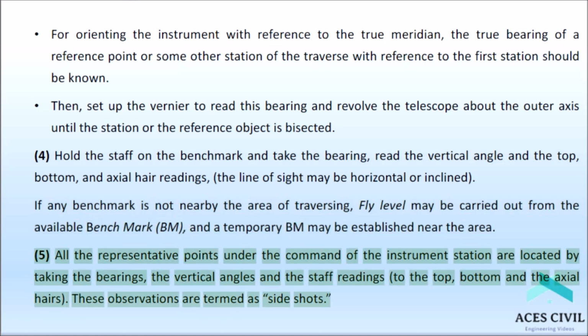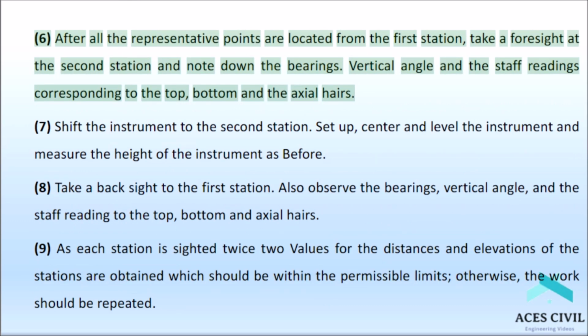5. All the representative points under the command of the instrument station are located by taking the bearings, the vertical angles and the staff readings, to the top, bottom, and the axial hairs. These observations are termed as side shots. 6. After all the representative points are located from the first station, take a foresight at the second station and note down the bearings, vertical angle and the staff readings corresponding to the top, bottom, and the axial hairs.